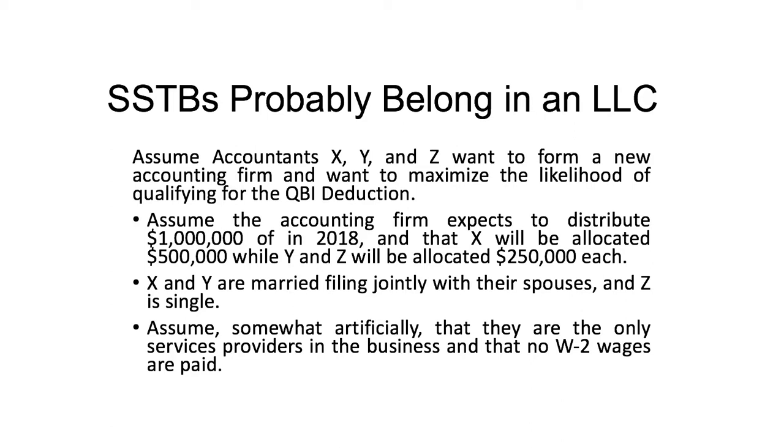Now, X and Y are married filing joint with their spouses. Z is single. So assume they're the only service providers in the business. They're the only three service providers in this accounting firm, and there's no W-2 wages paid. All right, that's very important.